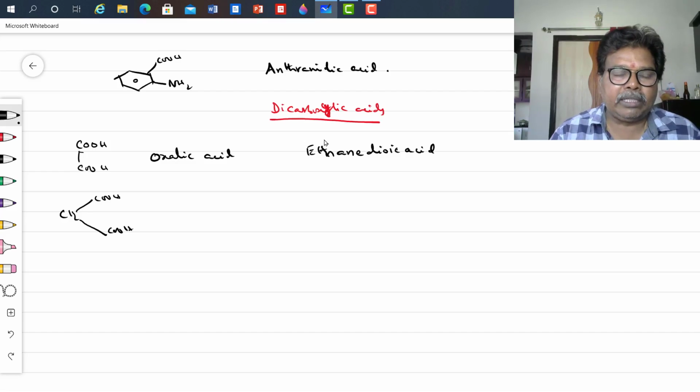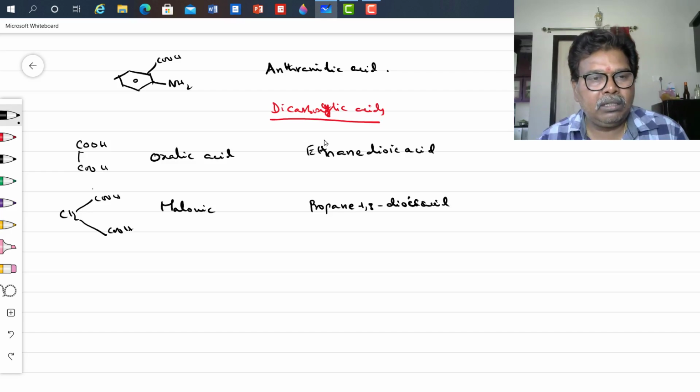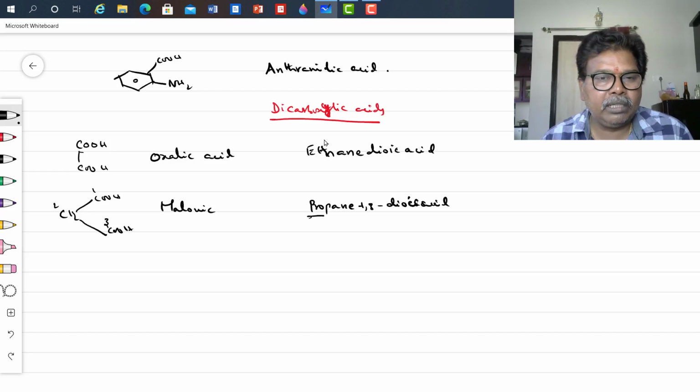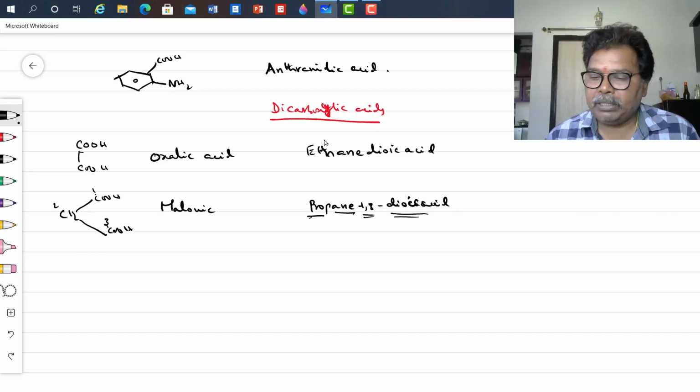CH2(COOH)2, the next carboxylic acid, is called malonic acid. Its IUPAC name is propane 1,3 dioic acid. See, 1, 2, 3, 3 carbon atoms, prop, single bond, in 1 and 3 positions, dioic acid, 2 COOH groups are present. Like that, we write IUPAC names.